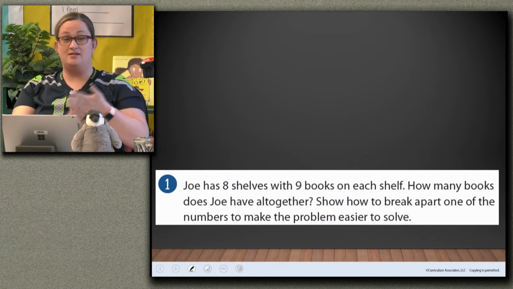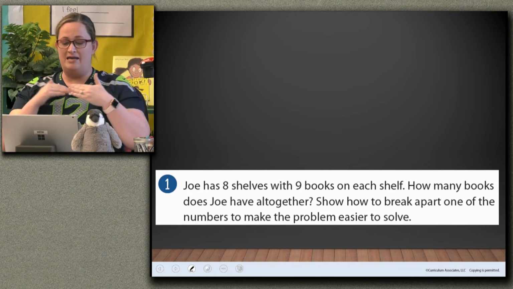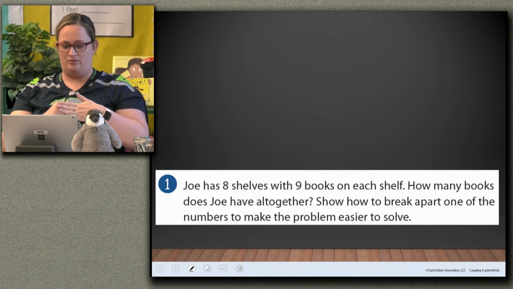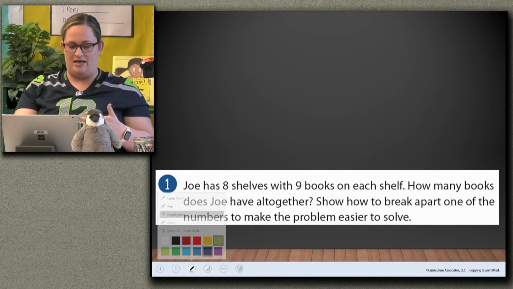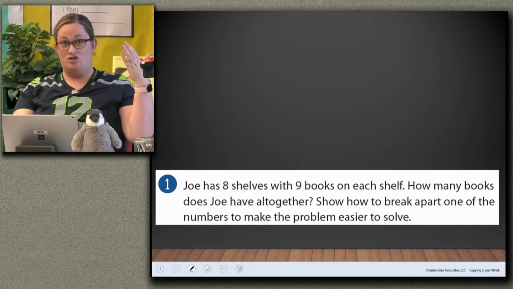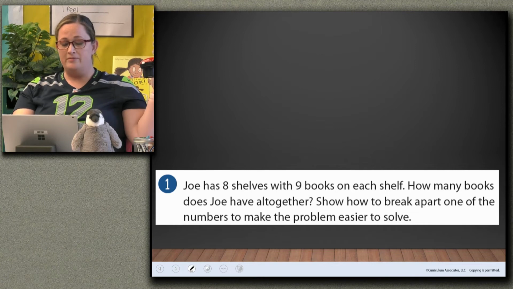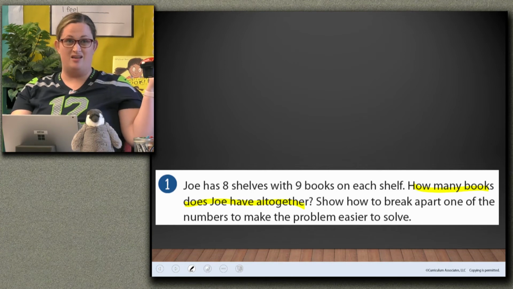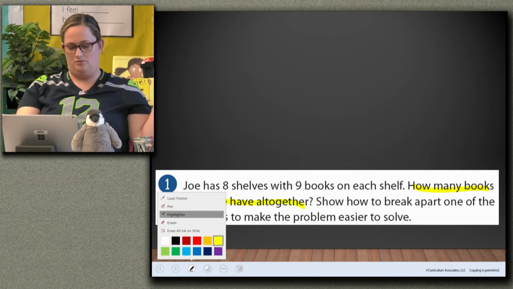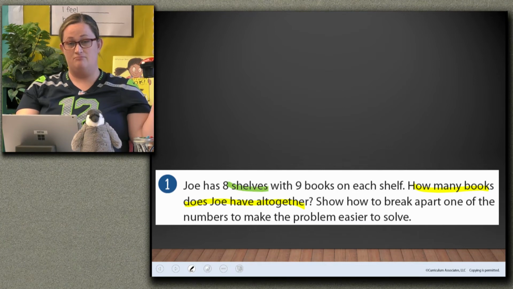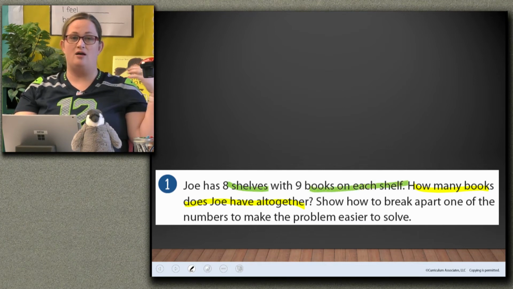Joe has shelves, it's another shelf problem, with 9 books on each shelf. How many books does Joe have altogether? And it says show how to break apart or decompose one of the numbers to make the problem easier to solve. So what's happening? There are shelves and books, and he's got to figure out how many books he can fit on all the shelves. What are we trying to figure out? How many books he has altogether, or how many books he can get on the shelves, right? What do we know? There's 8 shelves and 9 books on each shelf.